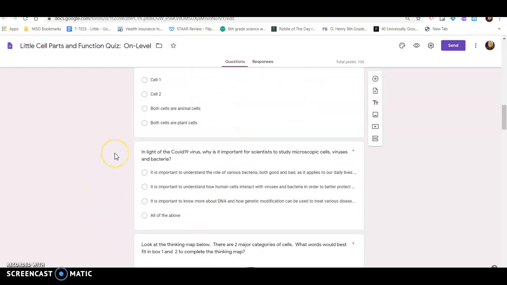Next question. In light of the COVID-19 virus, why is it important for scientists to study microscopic cells, viruses, and bacteria? It is important to understand the role of various bacteria, both good and bad, as it applies to our daily lives. It is important to understand how human cells interact with viruses and bacteria in order to better protect us. It is important to know more about DNA and how genetic modification can be used to treat various diseases, or all of the above.